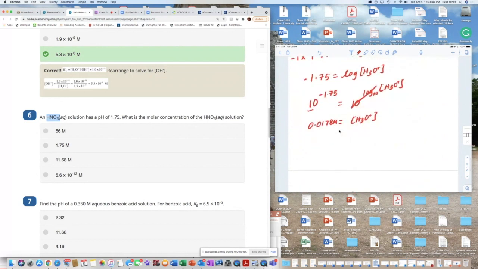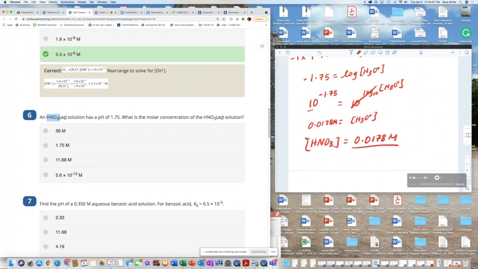So nitric acid concentration is 0.0178 molar. Because it's a strong acid, you can do that direct conversion.